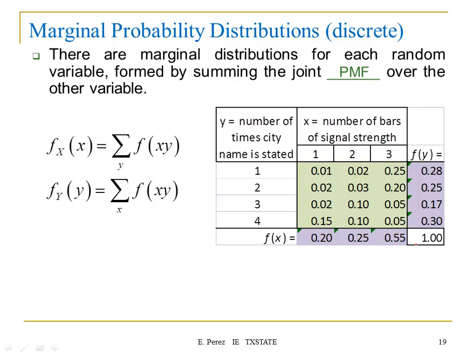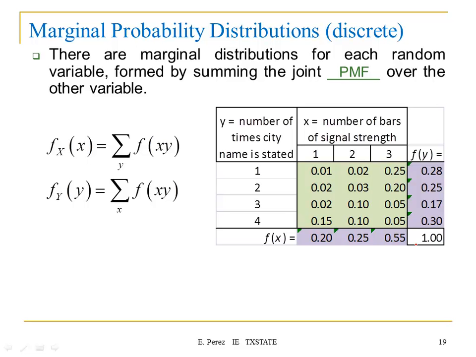Okay, so if we look at this example one more time, for the number of times you need to repeat the city name based on the reception that you have. If we look at the marginal distribution for x equals 1, then you're going to sum x equals 1 along the values of y. And that will give you, for f of x equals 1, the marginal distribution, which is 0.20.